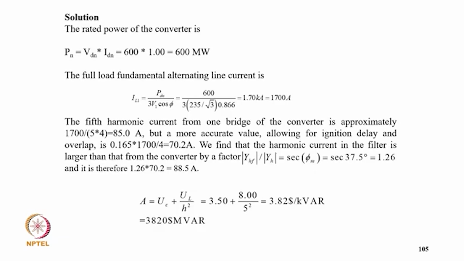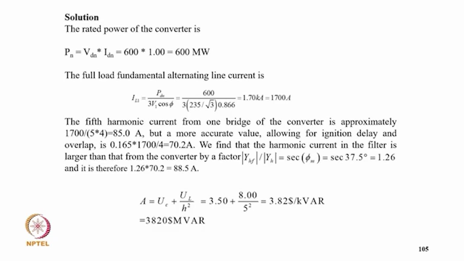that is equal to 600 megawatt, and the full load alternating current is IL1 equal to Pdn upon 3 V1 cos phi. The value comes to 1.7 kiloampere, and the fifth harmonic current from one bridge of the converter is approximately 17 by 5 into 4, that is 85 ampere, but a more accurate value, allowing for the ignition delay and overlap, is 0.165 into 17 by 4, so that is 70.2 ampere.